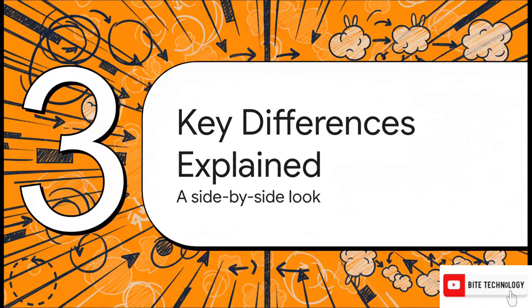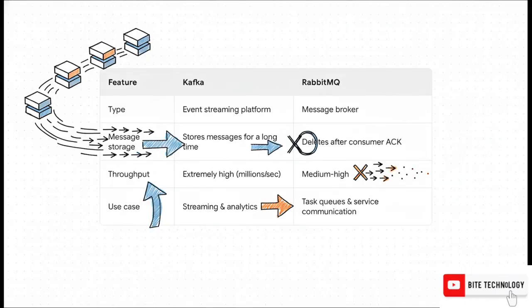Okay, so now that we've met them, let's put them in the ring together and really look at the key differences side by side. This is where the choice between them starts to get really clear. This table really gets to the heart of it. Let's just focus on two huge ones: message storage and throughput. Look at Kafka. It stores messages for a long time, acting like a database or a persistent log, even after a message has been read.